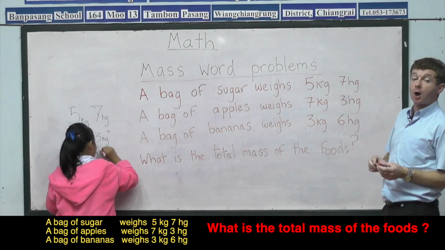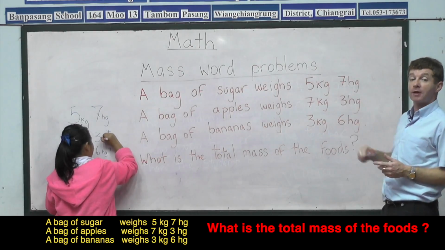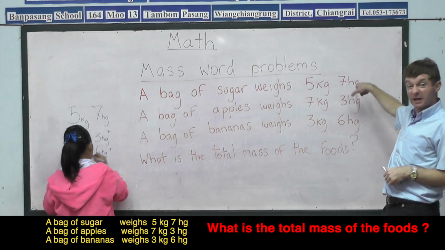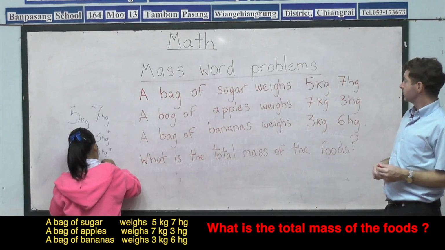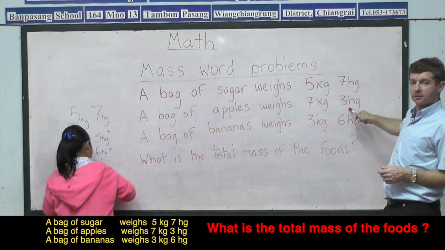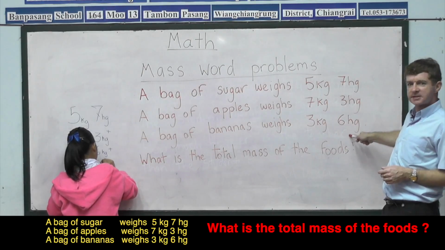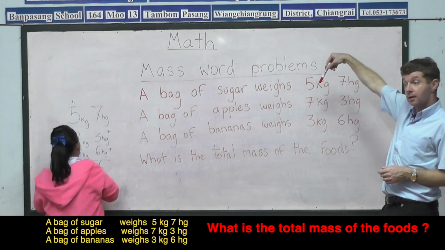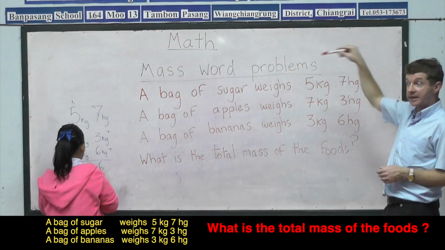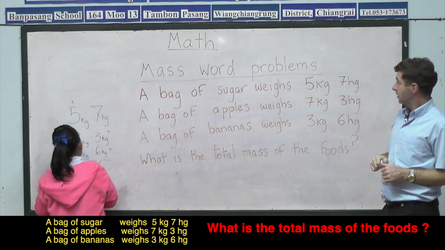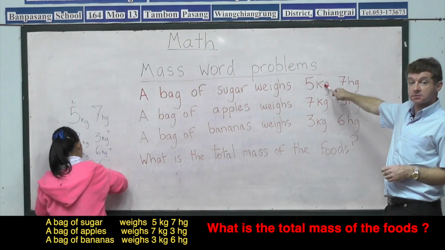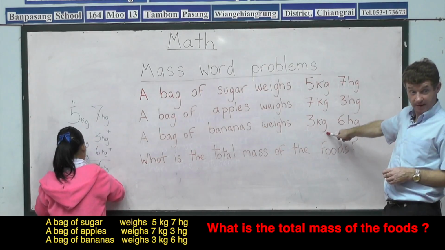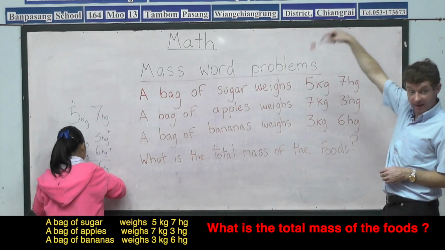Okay, so what weight do we start with first? Do we do the kilograms or the hectograms first? Excellent. Always start with the smallest. So in this case, hectograms. So let's see, we have 7 plus 3 equals 10, and then plus 6, 16. So we write 6 and carry 1 kilo, because we have 1 kilo to carry. And then 5 kilograms plus 7 kilograms plus 3 kilograms, plus the 1 we carry over.